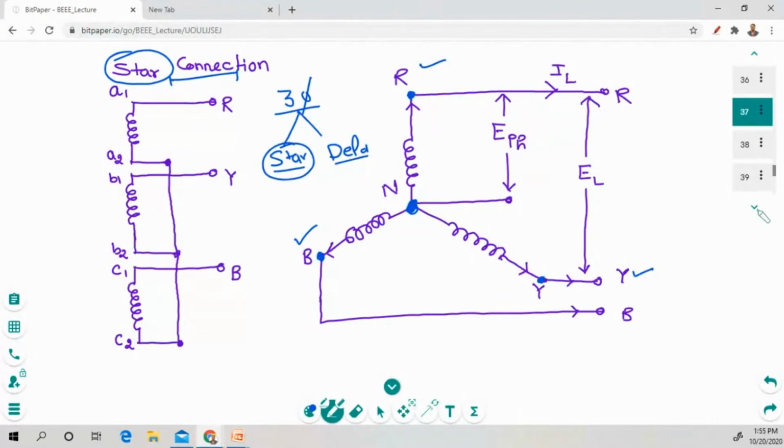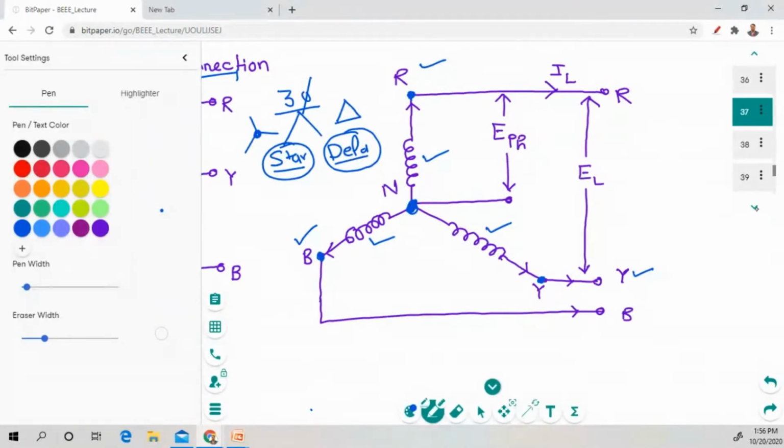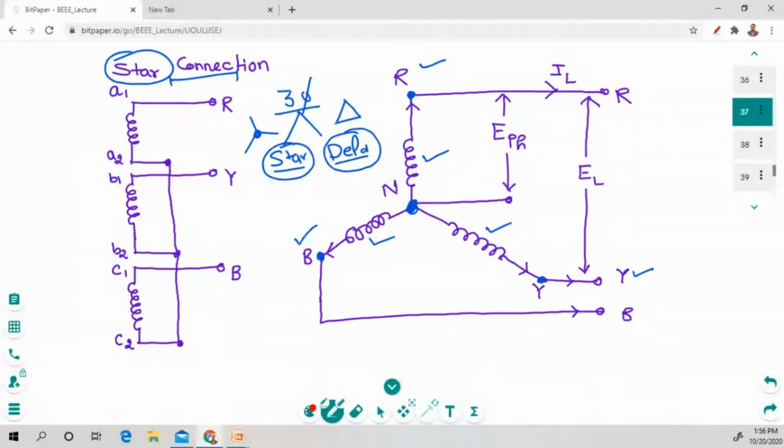Next is delta, which can be represented like this. We make the connection in the form of a delta, and as the name suggests, star, we make the connection like a star. These are three wirings, first, second and third. These three wirings are used to make the three phases.